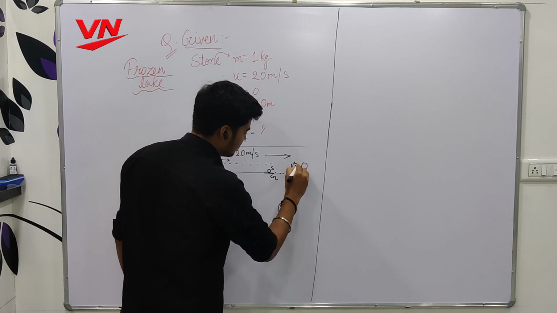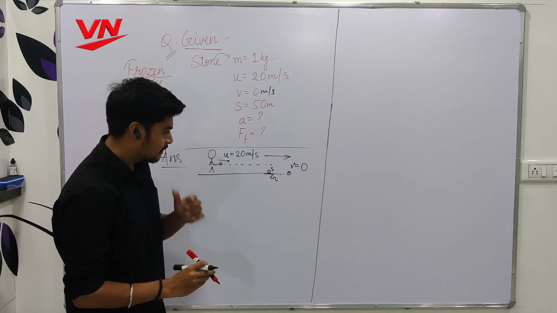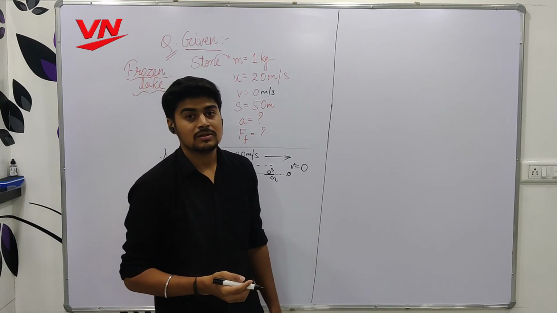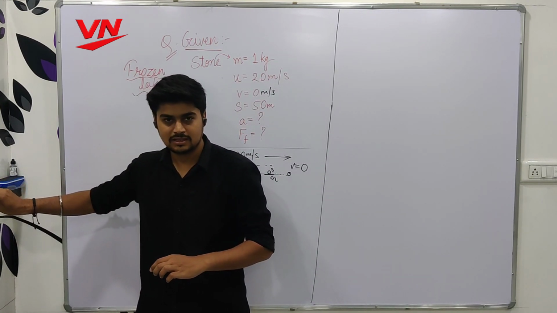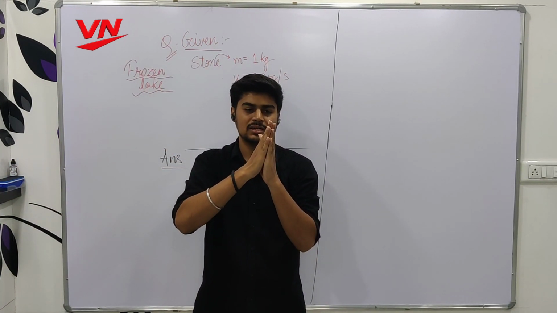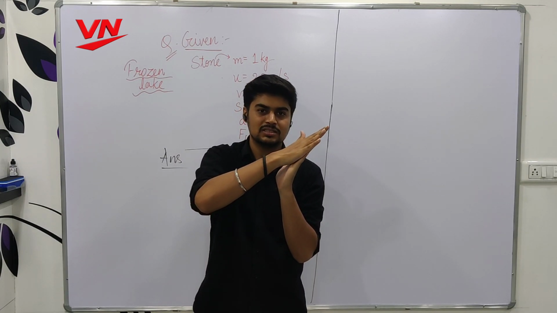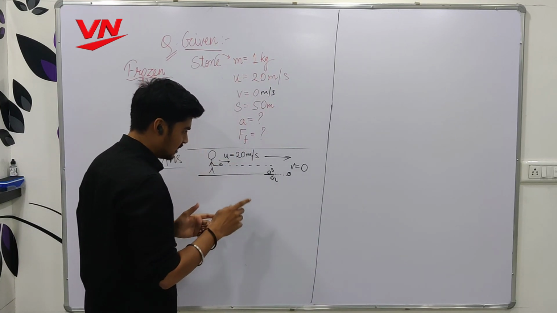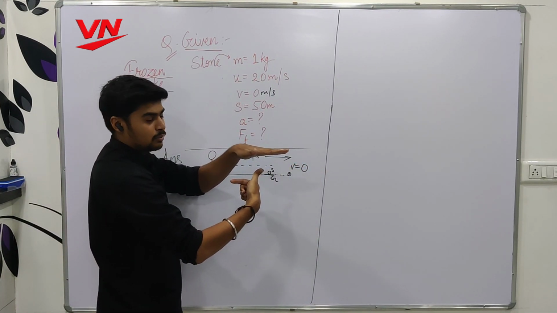So your final velocity is 0 meter per second. Clear? Now when it stops, why does it stop? The reason is, whenever two surfaces come in contact and one surface acts in the opposite direction, which force is there? Frictional force. Basically the direction of frictional force is opposite to the velocity direction.